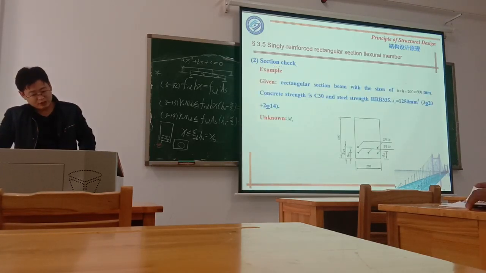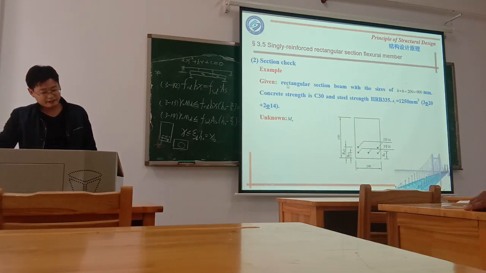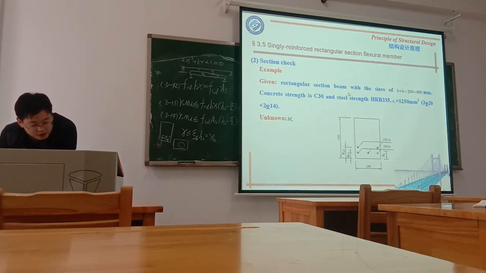Okay, for example, here goes another example, section check. The rectangular section beam with size b and h of 200 and 600, concrete strength is C30, and steel strength HRB335, As is 1245 or 1250 mm squared, and arrange the steel by 3 of 20 and 2 of 14. The arrangement is like this. So we ask you to check.